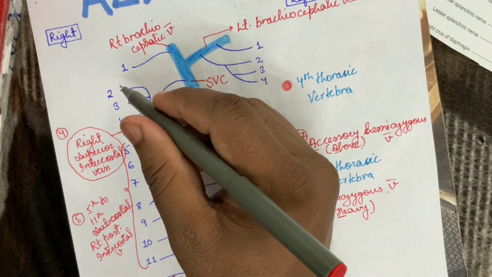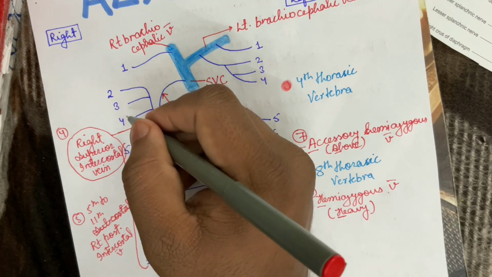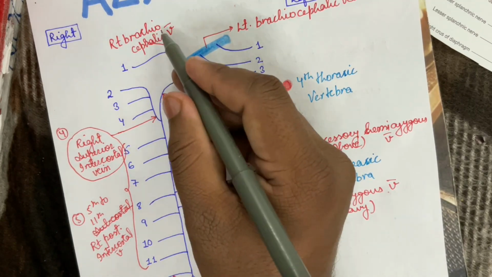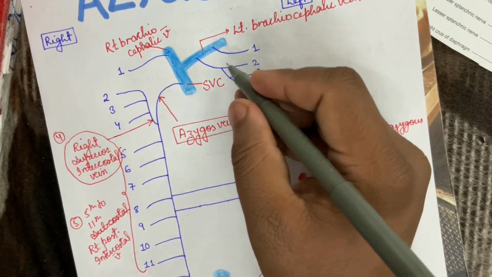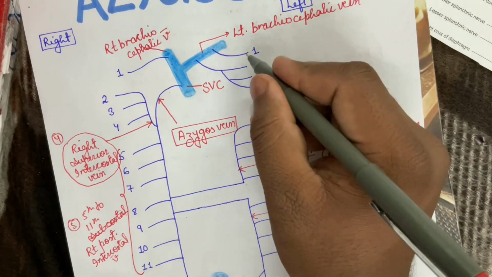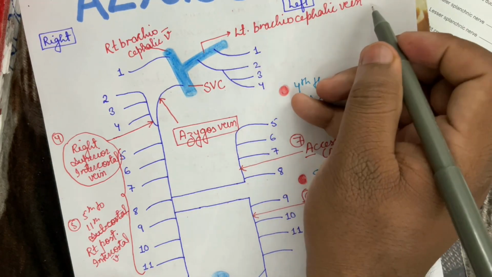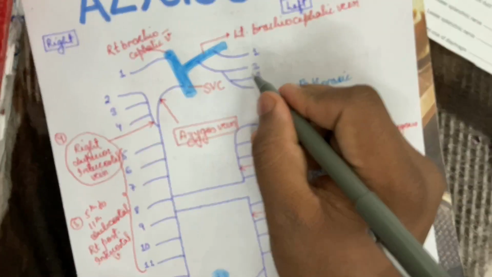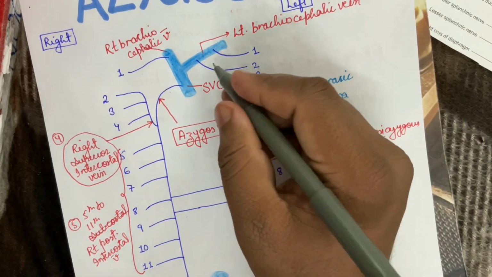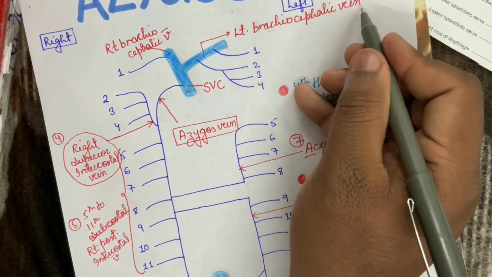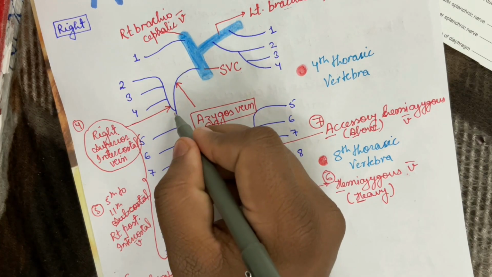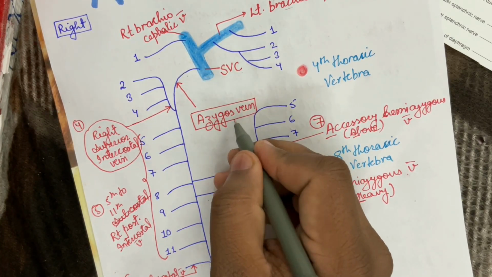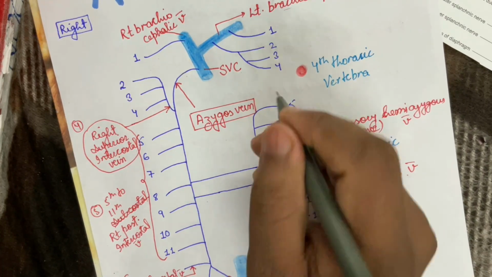First posterior intercostal vein is from the right brachiocephalic vein. Left first posterior intercostal vein is directly from the left brachiocephalic vein, and left superior intercostal vein is directly from the left brachiocephalic vein, but on the right side, the right superior intercostal vein comes from the azygos vein. This is also asked in MCQ.